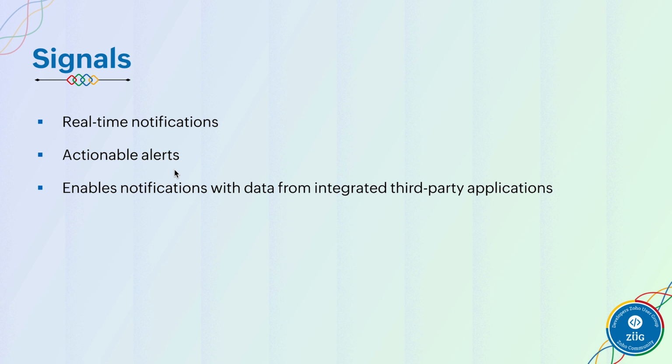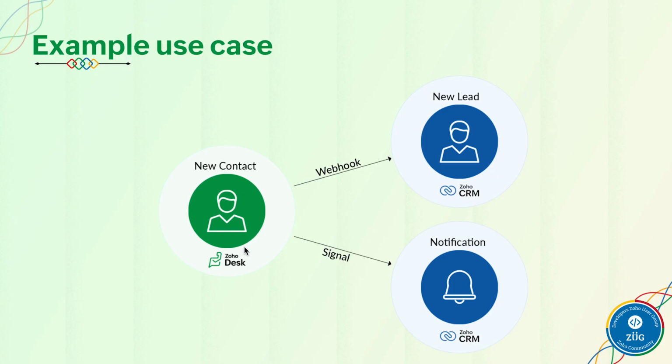And signals, when you're having actionable alerts, can have some data that is integrated from the third-party application as well. Just like how we discussed, the redirection link is going to take you to the data which is available in the third party, which is going to be Zoho Desk, right? So signals can be notifications, which can also be actionable alerts that include data from the integrated third-party application as well. This is just a gist on the example use case and what signals are. I've included a visual representation as part of this slide. Whenever a new contact is added in Zoho Desk, using our webhook, we are going to have them created as a new lead in CRM.